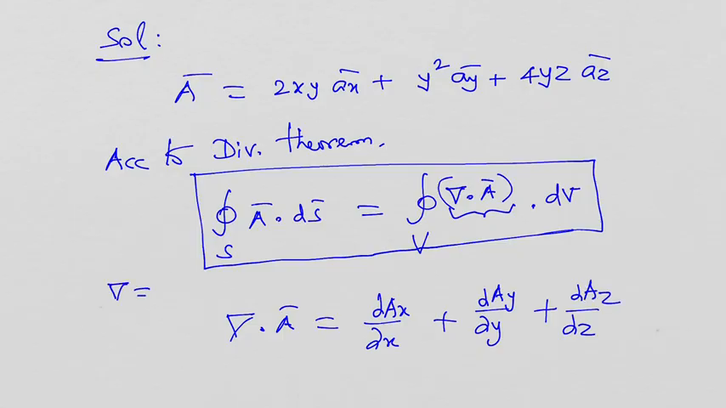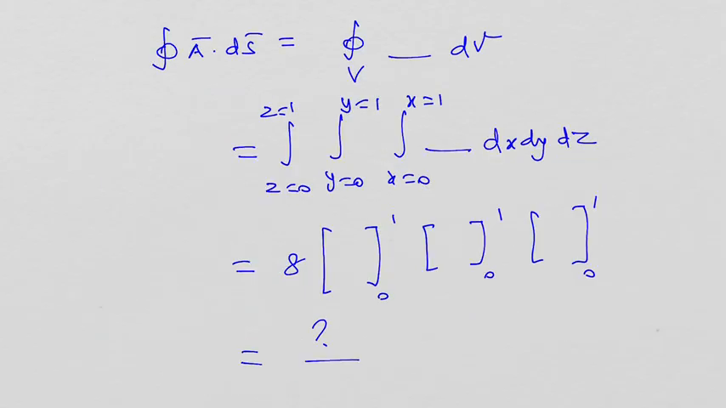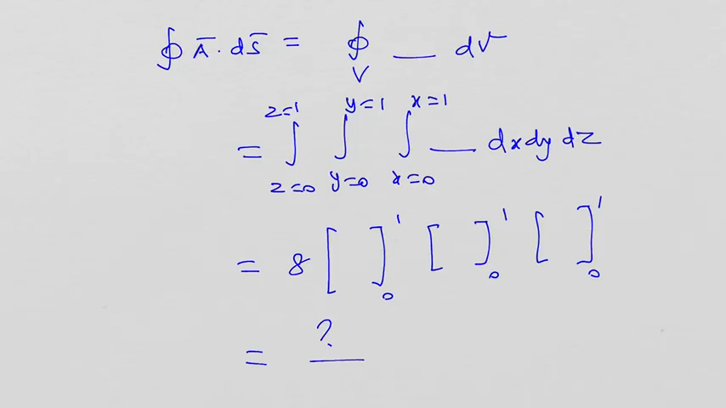Because you know del is a vector operator, which is defined as dou by dou x of ax, dou by dou y of ay plus dou by dou z of az, and vector A is assumed to have the components ax, ay plus az. So del dot A is specified as dou by dou x of ax, dou by dou y of ay plus dou by dou z of az. So surface integral of A dot ds is obtained, according to divergence theorem, from del dot A into dv. So what essentially we require is del dot A.